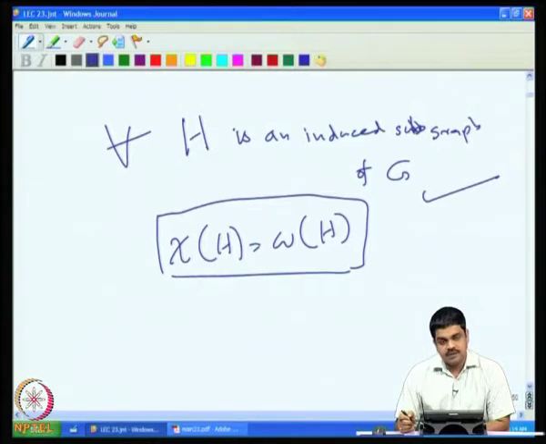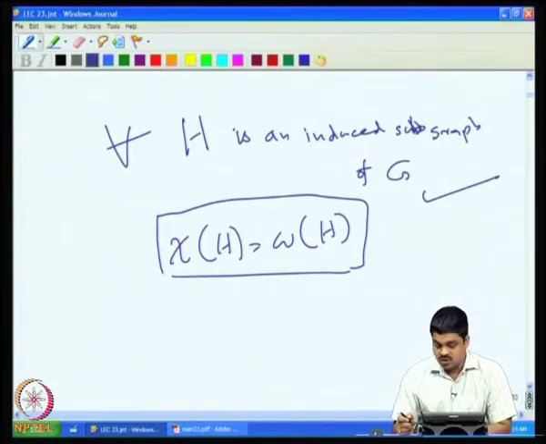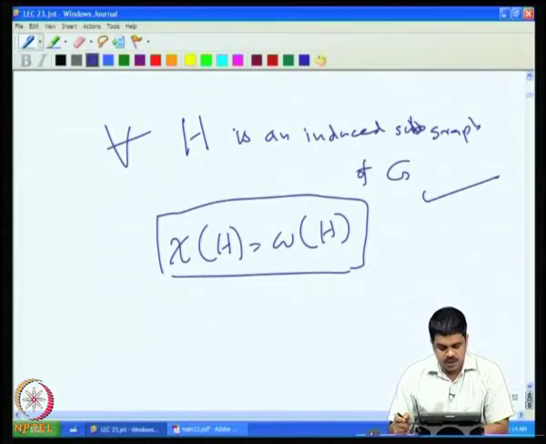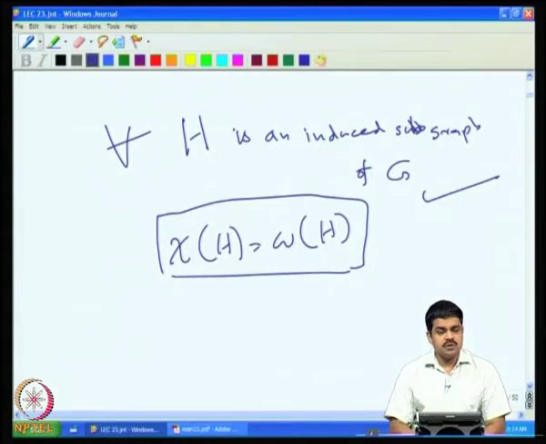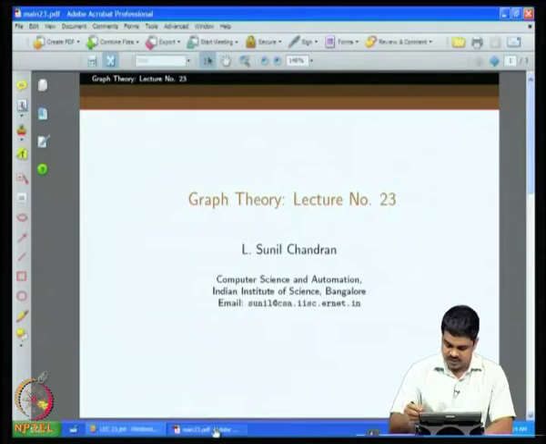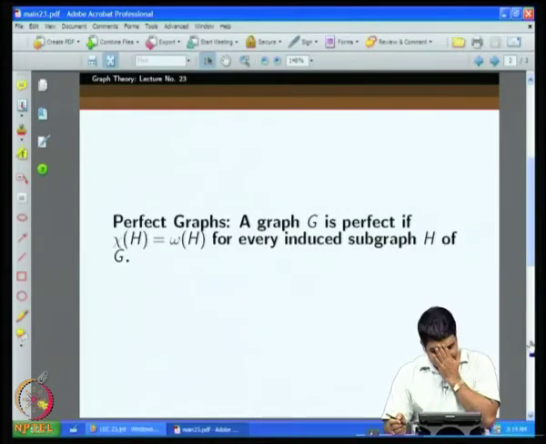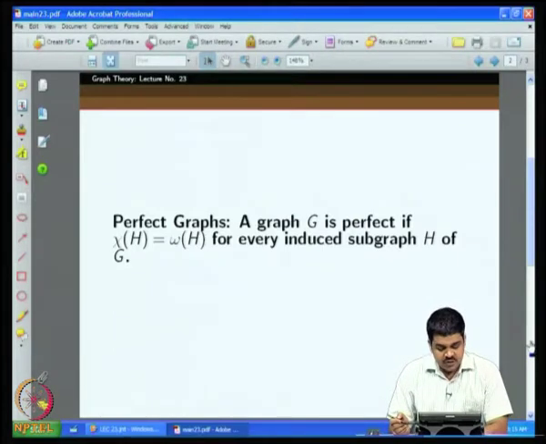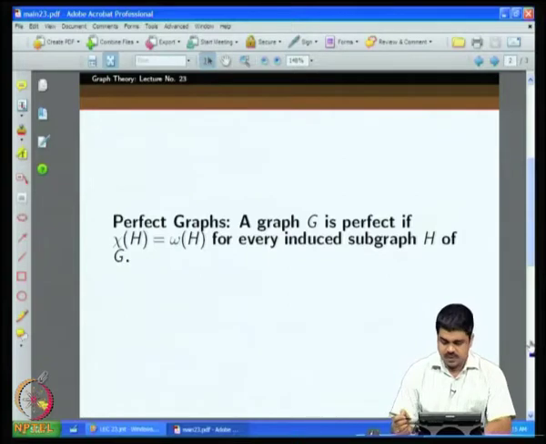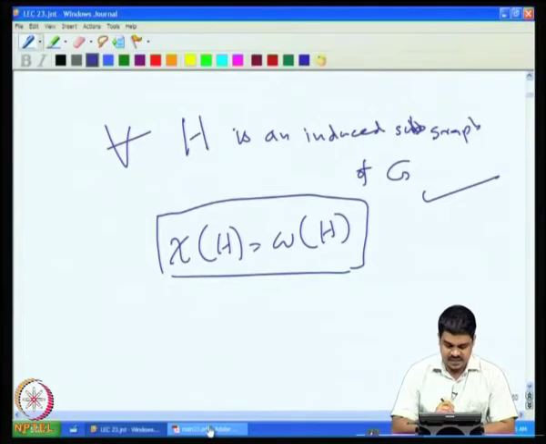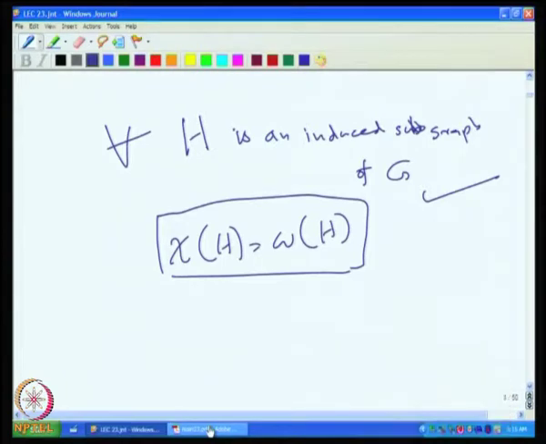So, a perfect graph is a graph such that every induced subgraph of it has the property that its chromatic number is equal to its clique number. So, this is the class of perfect graphs as he defined. Graph G is perfect if chi of H is equal to omega of H for every induced subgraph H of G. Now, he asked, can we characterize these things, can we understand this kind of graphs? The first thing is, we know that all graphs cannot be perfect, like we have seen that there are graphs whose chromatic number is much higher than its omega.